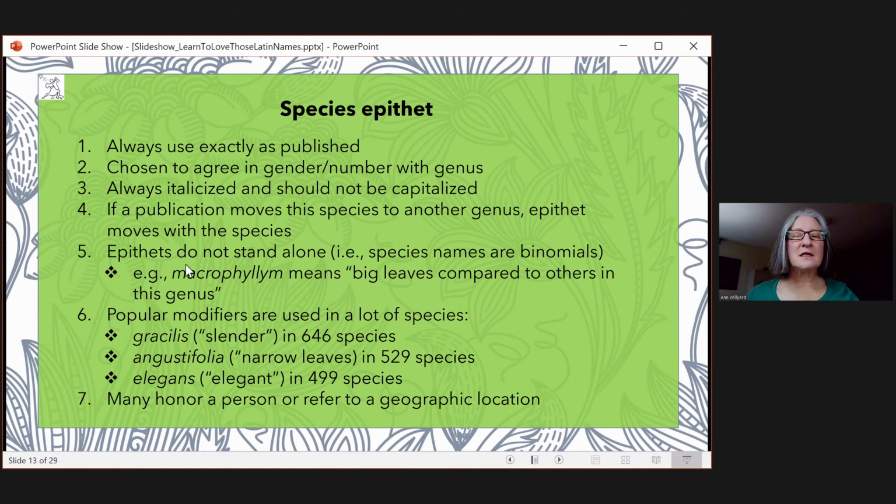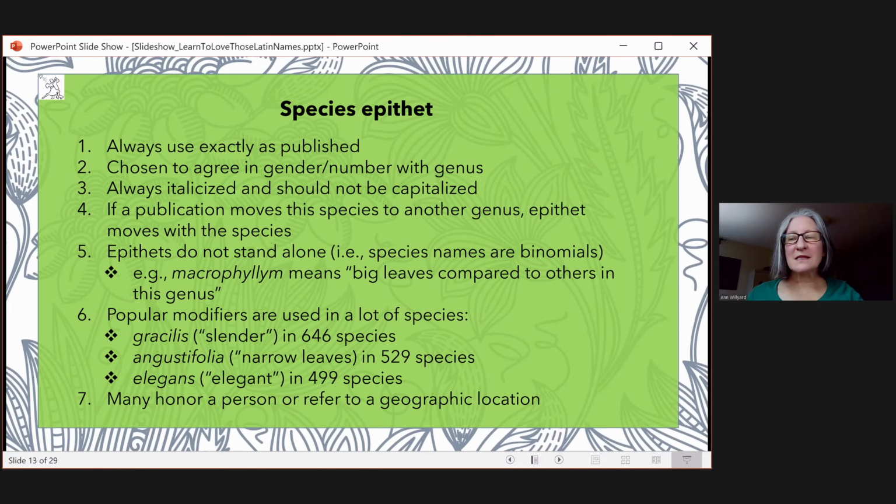So when you find an epithet, macrophyllum, it probably means that it's got pretty big leaves, but it's in relationship to the originally published genus. So it can be really helpful. And I'm going to give you some examples of epithets in a minute.